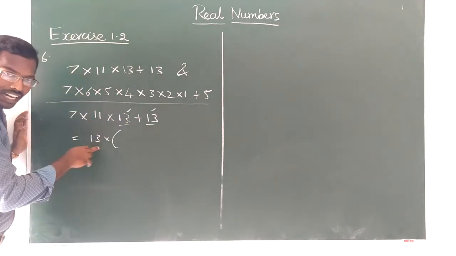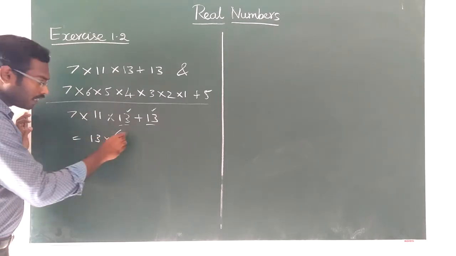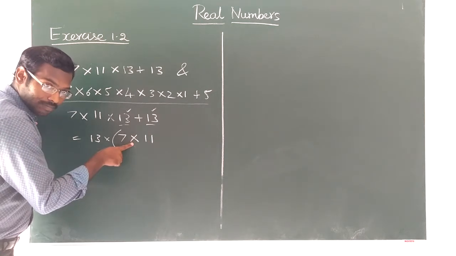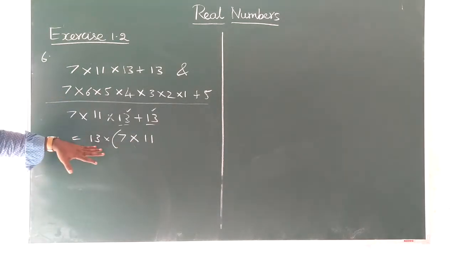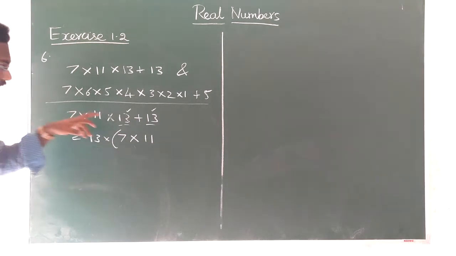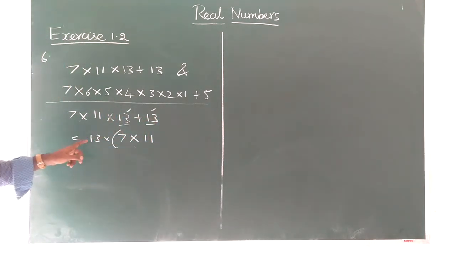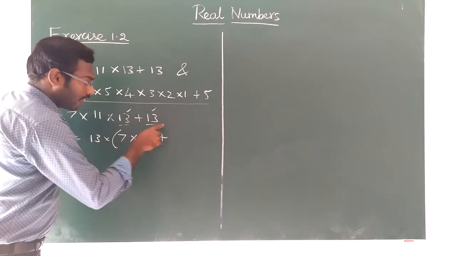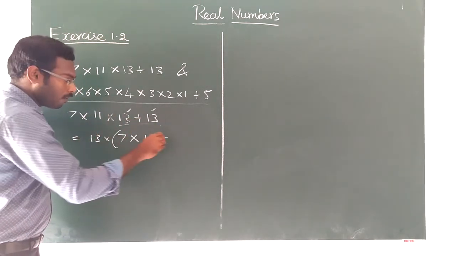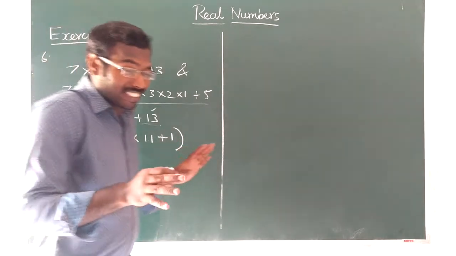This 13 is taken outside. Now, these two are in products, so here also you will write them as a product only, not as addition. Understood? So now, 13 into 7 into 11. Now this is plus 13, but you are taking 13 commonly outside, so write plus here. If you take 13 commonly outside, what remains? Remaining 1. Understood? You may find something confusing.